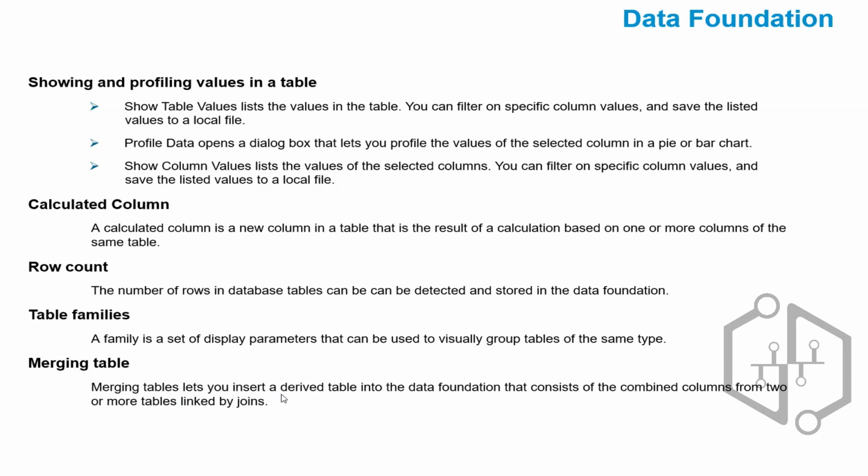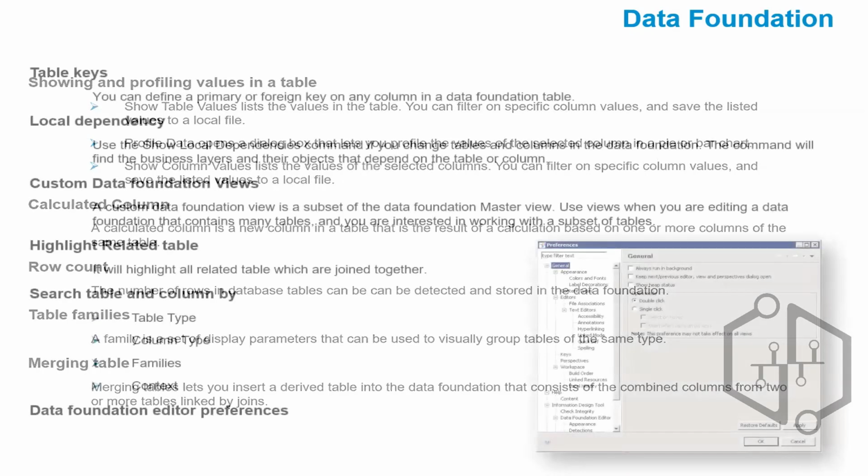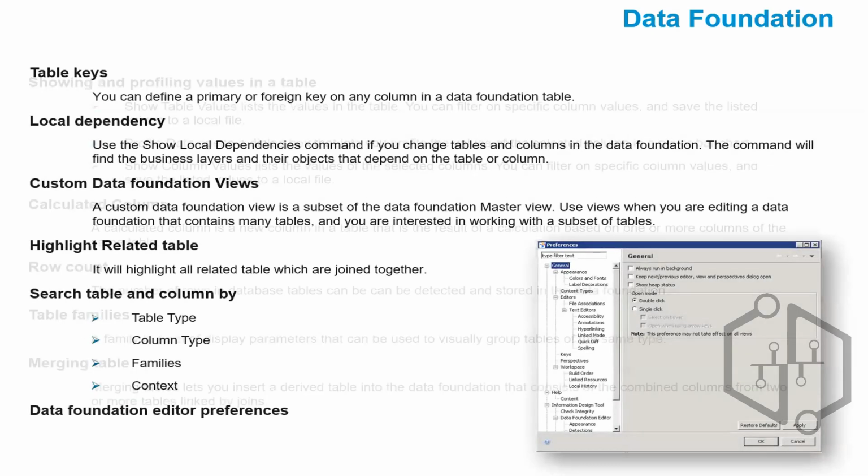Merging tables lets you insert a derived table into the data foundation that consists of the combined columns from two or more tables linked by joins. It is like we will create one table using two or three tables. So in that scenario, we will merge it. But that requirement is not very often.